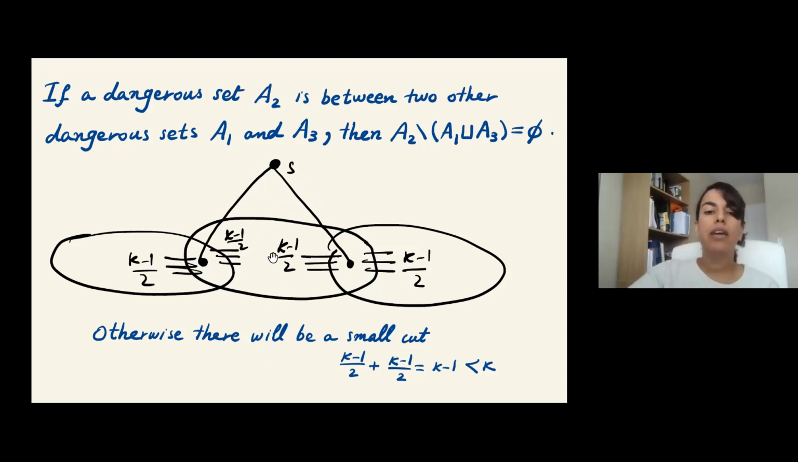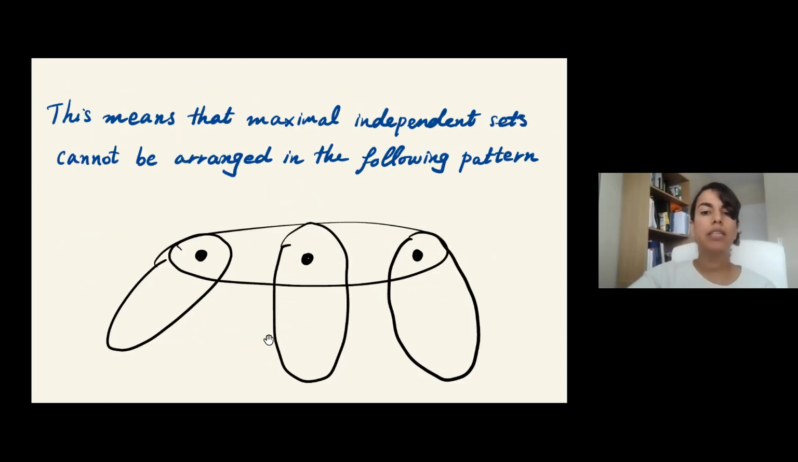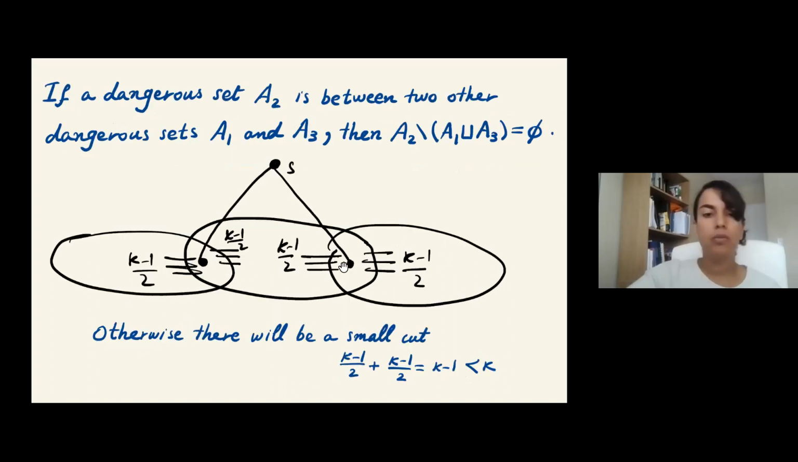And so any vertices here have only those edges coming to them, and that's at most k-1, that's a small cut, smaller than the connectivity. So there isn't anything here. This says that the independent sets cannot be like this, because there will be dangerous sets corresponding to the 3, and there is nothing here. And also, another way to see it is that S cannot send any more edges in here, because then it will not be dangerous.